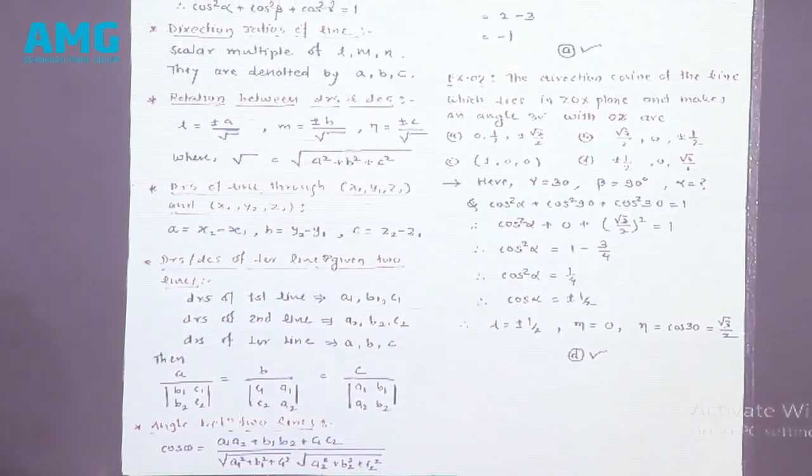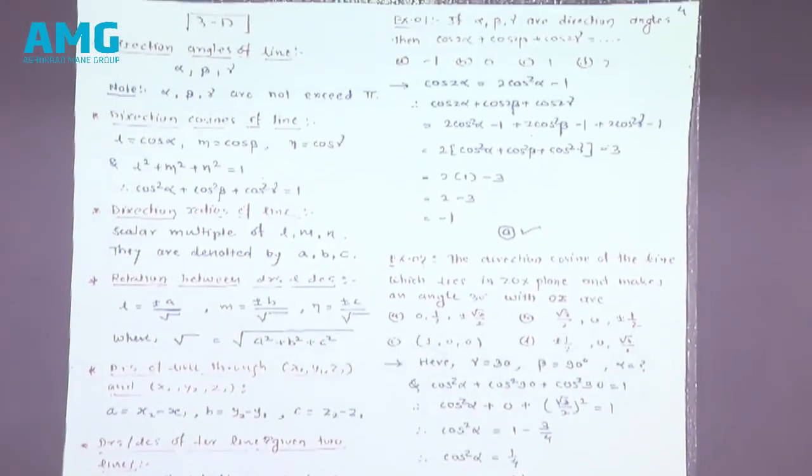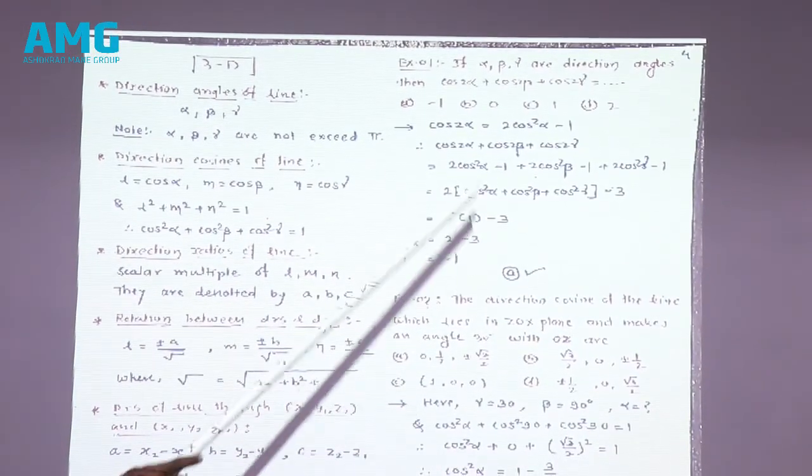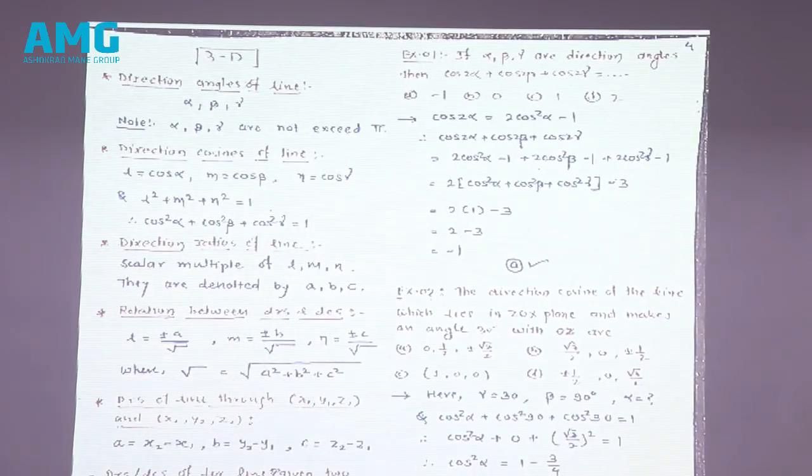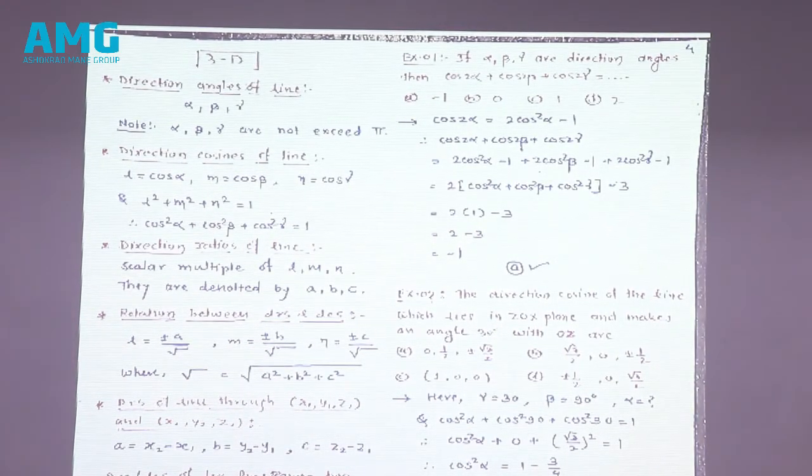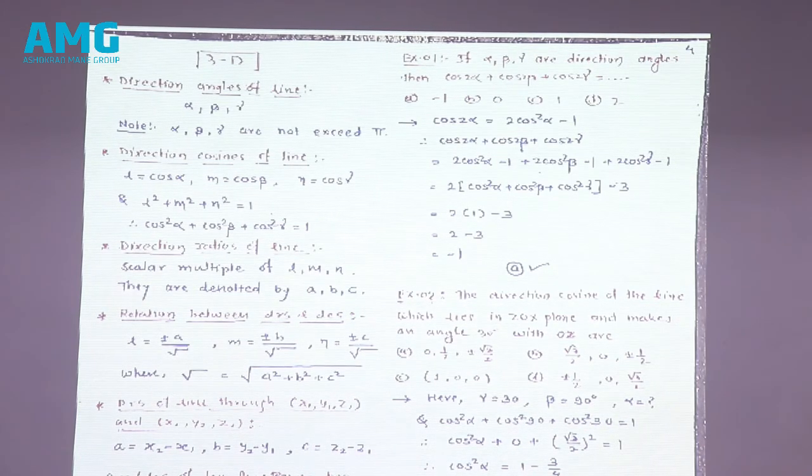Next, example number 1 related to this unit. Example number 1 says that alpha, beta, gamma are direction angles. Our target is to find cos 2 alpha + cos 2 beta + cos 2 gamma. The options are -1, 0, 1 and 2. Our target is to solve this question in minimum time.